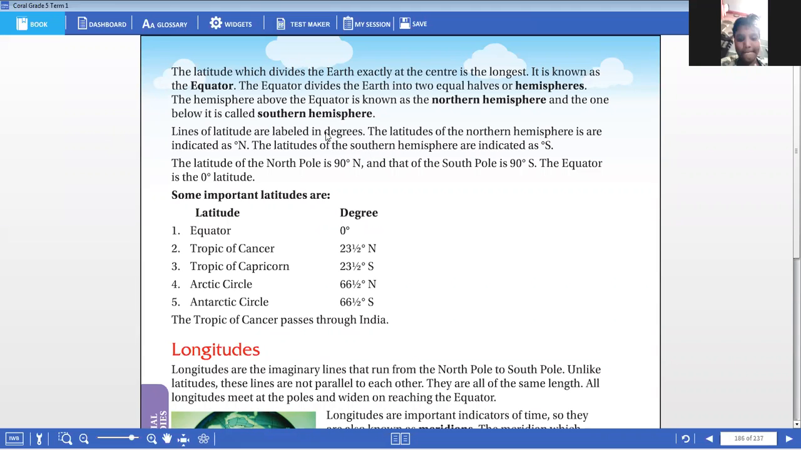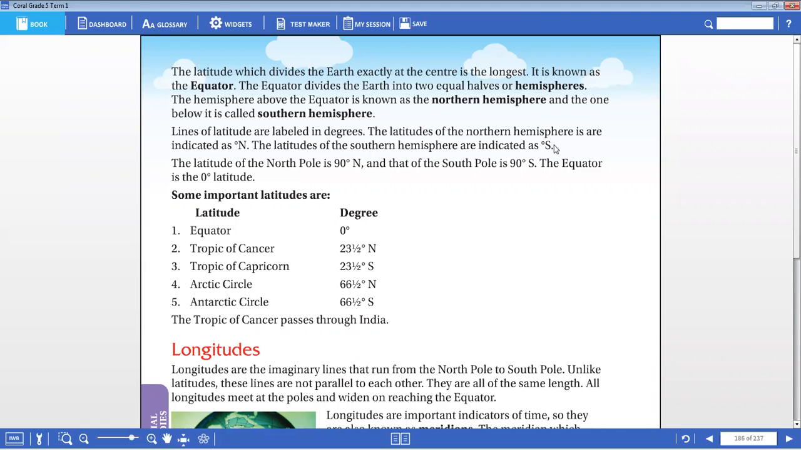Lines of latitude are labeled in degrees. See, children, for those lines we give degrees. A degree is a small zero notation kept after a number, like this. When you have a fever, the doctor will say your temperature has increased. In the thermometer you can observe the degrees. If you have a thermometer at home, or even on the map, you can find these degrees.